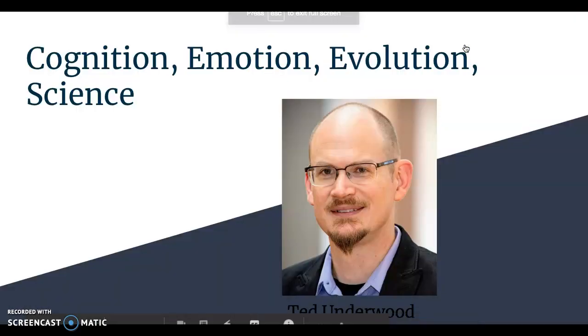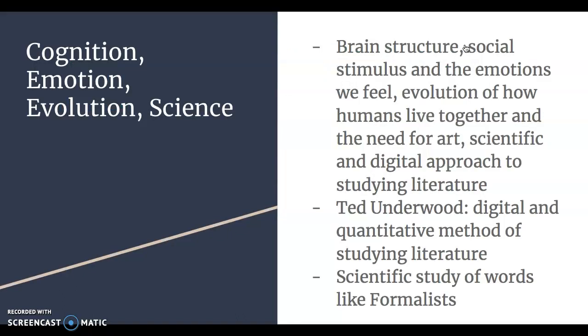All right, this is video 2 for Literary Theory: An Introduction. We are moving to cognition, emotion, evolution, and science. These theories cover a lot of ground. Briefly, they look at how our brains work to interpret knowledge and meaning, and the feelings we feel, like in affect theory, where different social stimuli activate different parts of our brain, the way our hearts beat when we experience fear.